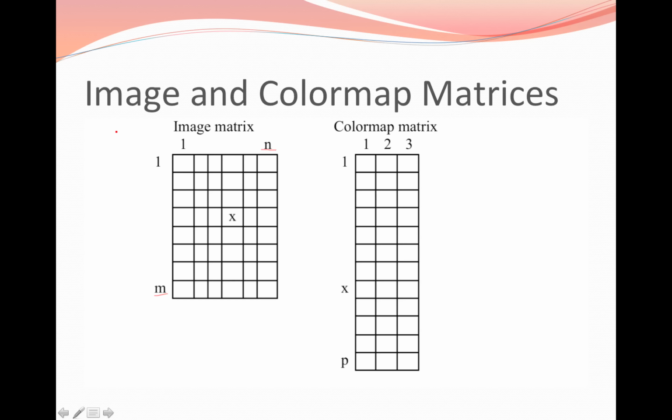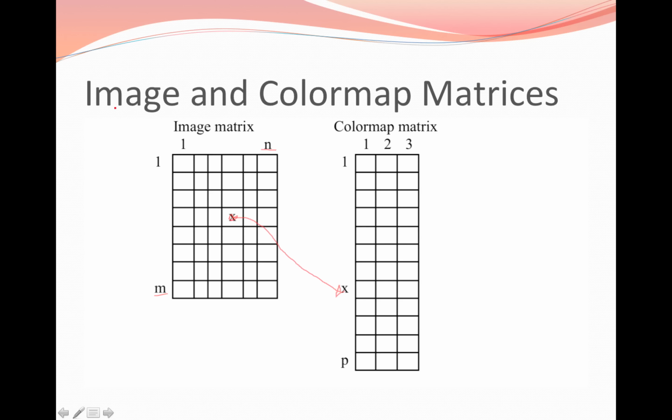Typically an image, a photograph for example, would be quite large. Every element in the image matrix is an integer from 1 to p. So every element in the image matrix is an index into this color map matrix. It refers to a particular row in the color map matrix. So if this value in the image matrix is x, where x is an integer, that means that it's referring to this particular color in the color map matrix.